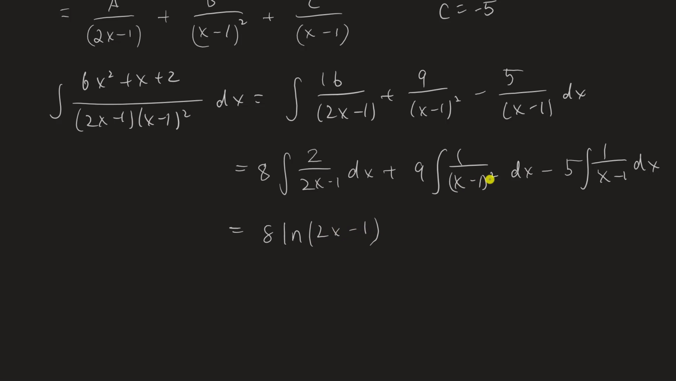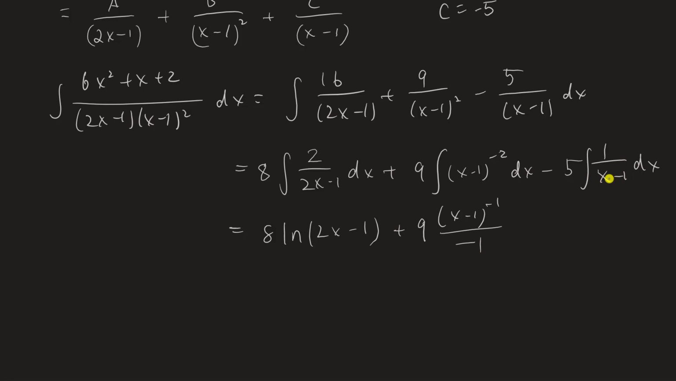The second one, because the power is negative 2, meaning you can turn this to x minus 1 to the power of negative 2, this would just be f prime x in front, which is just 1, times fx to the power of negative 2. This will give you 9 x minus 1 to the power of negative 1 over the new power.